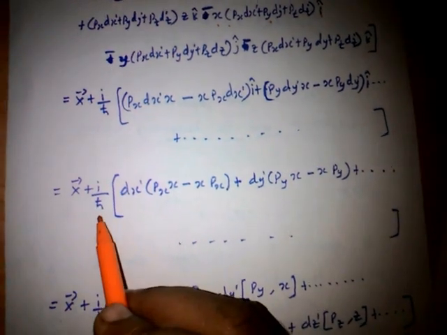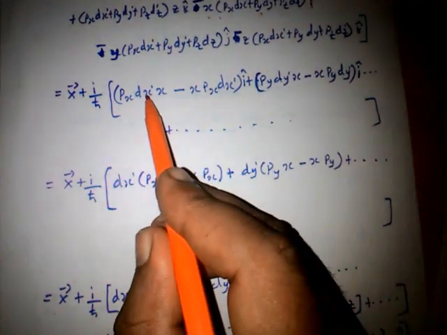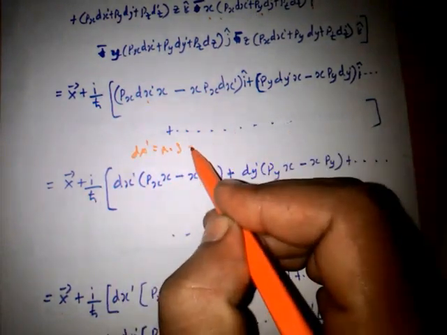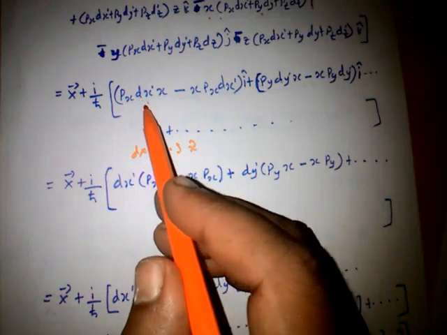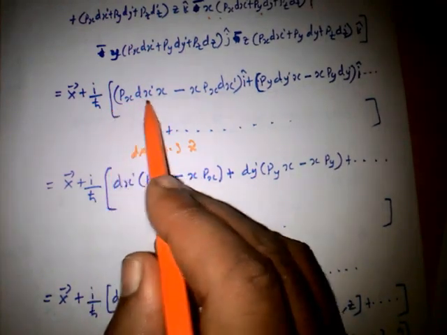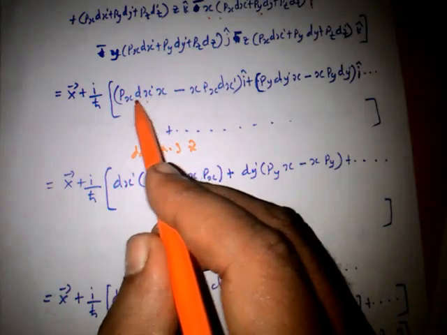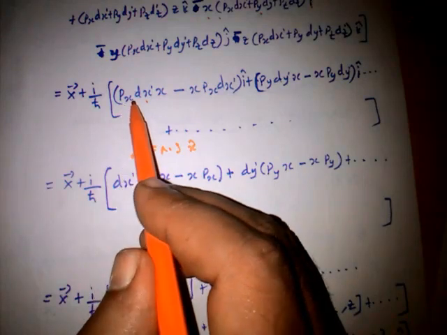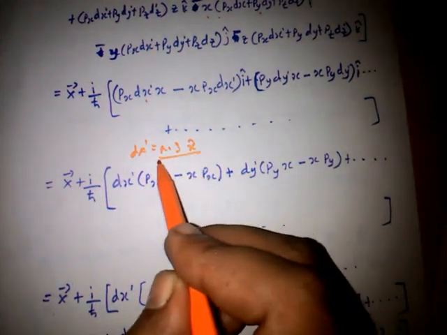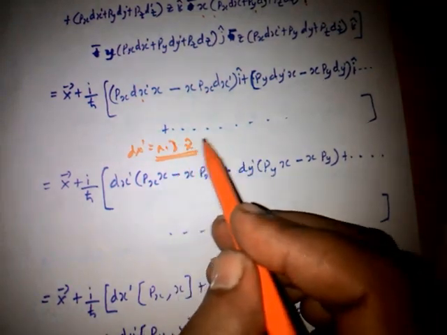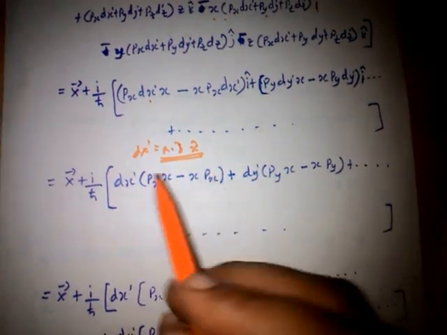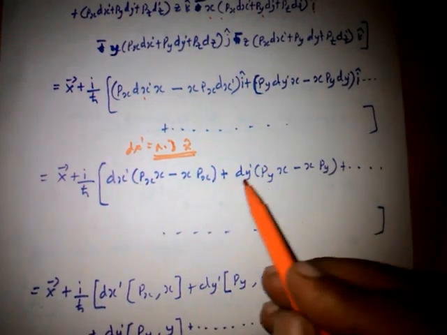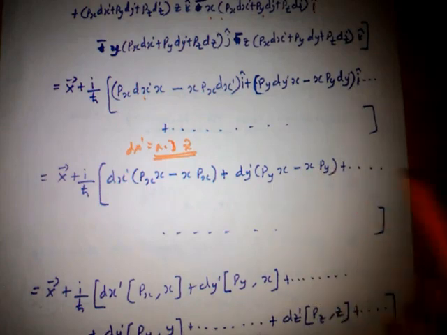That is equal to x plus i/ħ dx'. Here I can take this dx' outside because dx' is a number into an identity operator in some particular direction, so it doesn't matter where this operator is used. We cannot write px x equal to x px, but we can write px dx' equal to dx' px, because this is a number into an identity operator into some particular direction. So I have taken dx' outside of this bracket: (px x minus x px) plus dy' (py x minus x py).